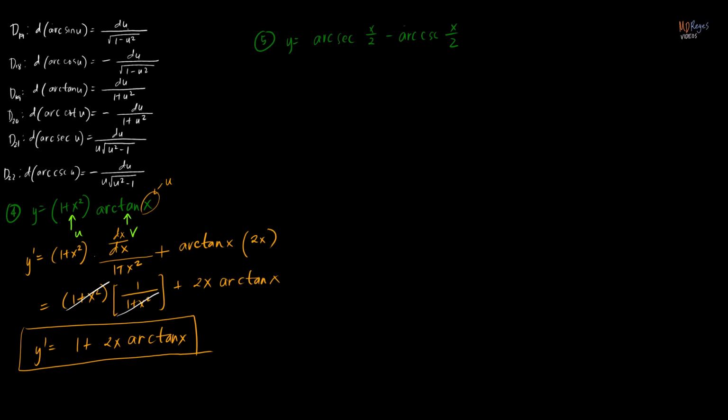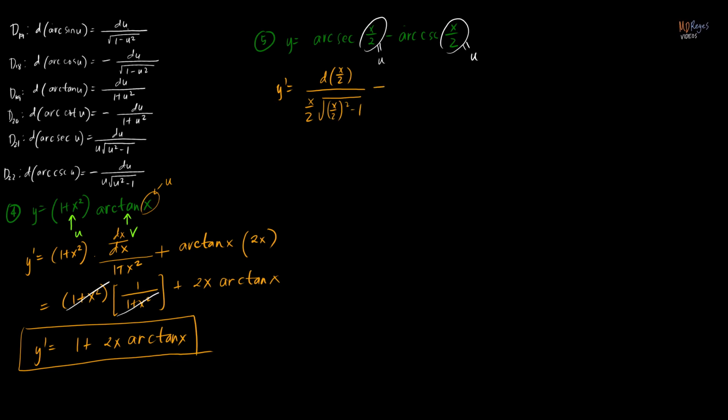This is example number 5. We have two terms on the right side to differentiate with respect to x. In the first term, we have the form arcsecant of u, where u is equal to x over 2. And in the second term, we have arccosecant of u, where u is also equal to x over 2. So y prime is equal to arcsecant, using formula D21, so that's du, the derivative of x over 2 with respect to x, over u, x over 2, times the square root of (x over 2) squared minus 1.